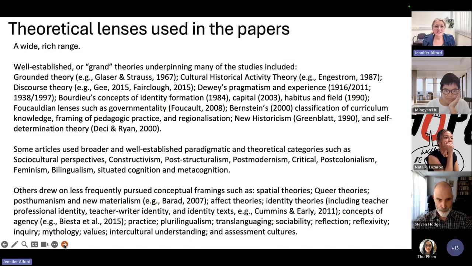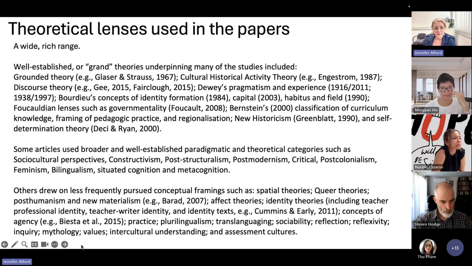I'm going to focus on theory today, just because I think it's fascinating, actually, what we found: the theoretical lenses used in the papers in this particular journal. There was a very wide and rich range of theoretical lenses used. Firstly, we had lots of what we call well-established or grand theories, and you can see in that top paragraph some very familiar names to us working in education research. There were other papers that didn't necessarily list a particular theoretical underpinning, but drew on more broad paradigmatic and theoretical categories, such as sociocultural perspectives, post-structuralism, post-colonialism, feminism, etc.